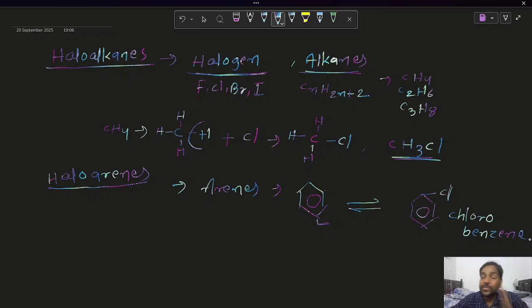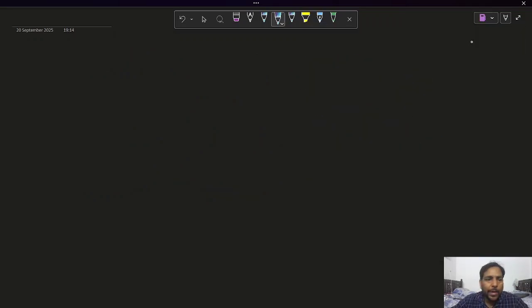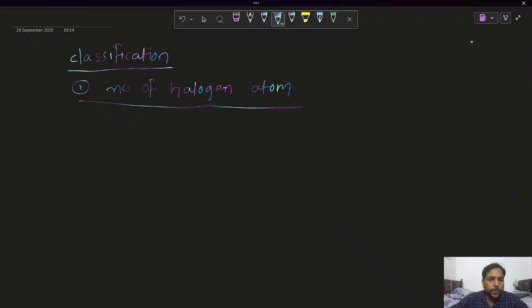Now we have to discuss the classification, right? We have to discuss the classification of haloalkanes and haloarenes. Okay, here it is, classification. Look, classification of haloalkanes can be done on the basis of the number of halogen atoms. Okay, so now the first one is monohaloalkanes.